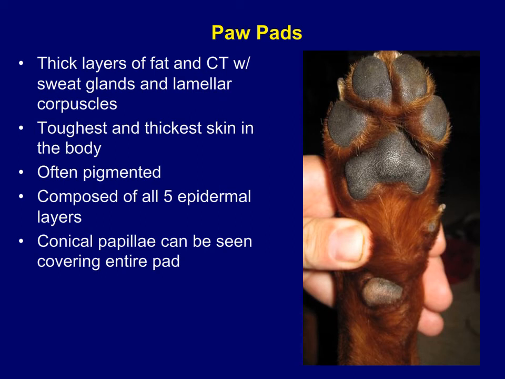Now we might see three different types of paw pads on the paws of your animals. For example, the carpal pad shown here covers the wrist, whereas the metacarpal pad covers the palm or metacarpals, and finally the digital pads cover the digits or phalanges.